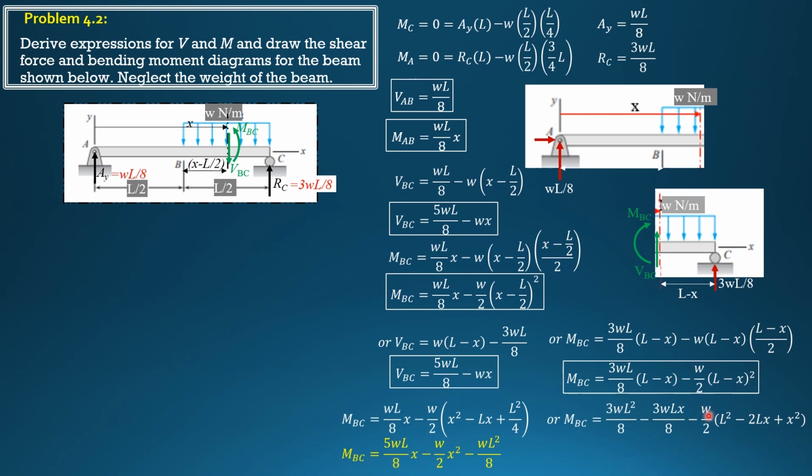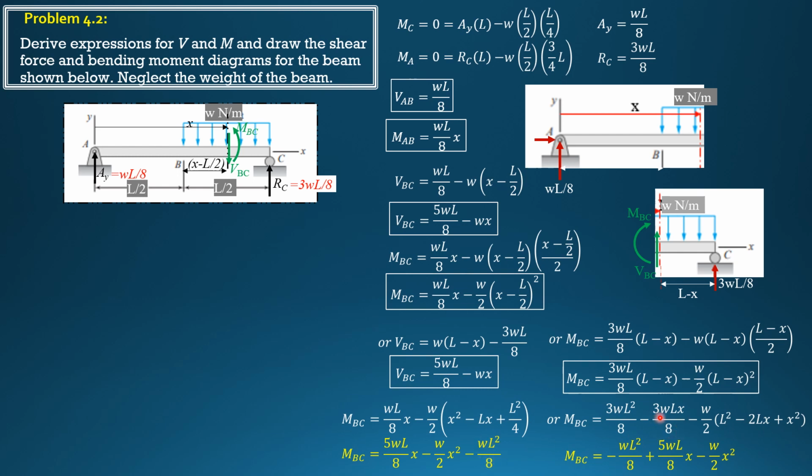Then we have negative W over 2 times X squared, which is negative W over 2 X squared. And 3/8 WL squared minus 1/2 WL squared is negative WL squared over 8. So it's the same. So MBC is again negative W over 2 X squared, then plus 5/8 WLX, negative WL squared over 8, which is the same term as this.